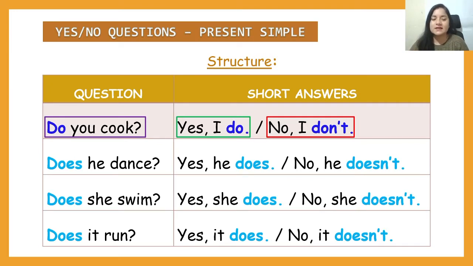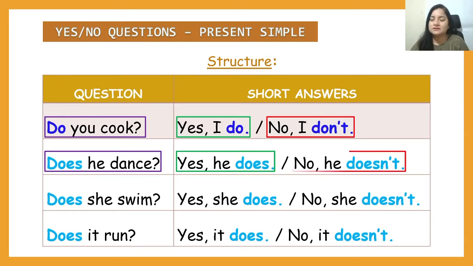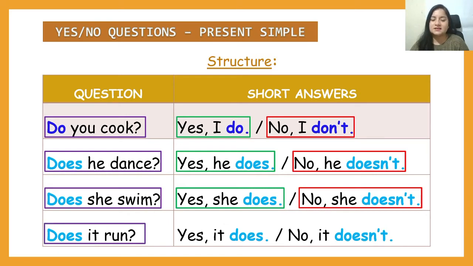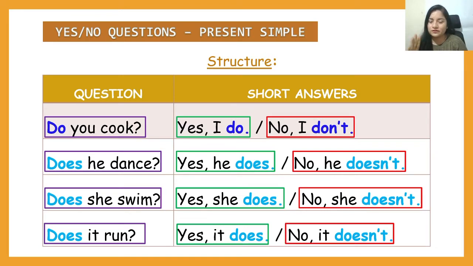Okay? So let's see the examples. Does he dance? Yes, he does in the affirmative, or no, he doesn't in the negative. The next, does she swim? Yes, she does in affirmative, or no, she doesn't in negative. Does it run? Yes, it does in affirmative, or no, it doesn't in negative. So remember these 4 different ways of making questions and also the short answers.